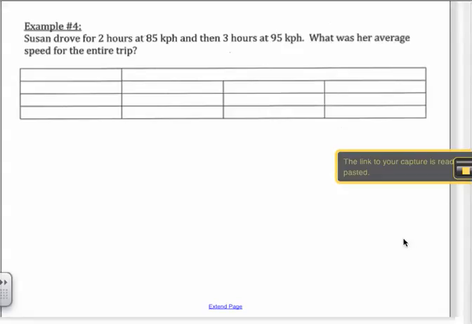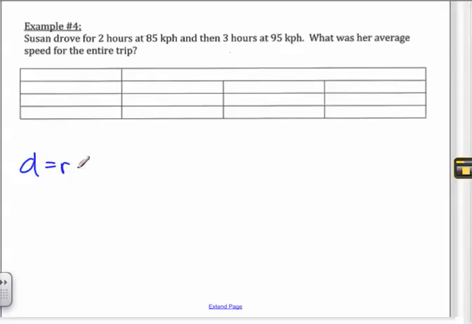Okay, guys. Example number 4 says Susan drove for 2 hours at 85 kilometers per hour and then 3 hours at 95 kilometers per hour. What was her average speed for the entire trip? What formula am I using? What formula is this, Alexander? The rate times time. Exactly. Distance equals rate times time.